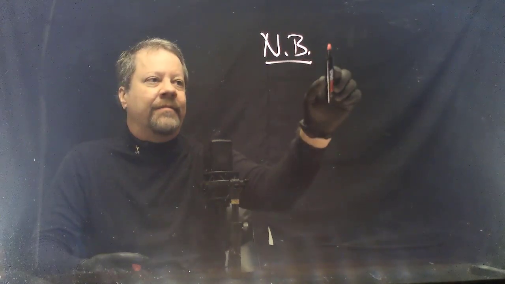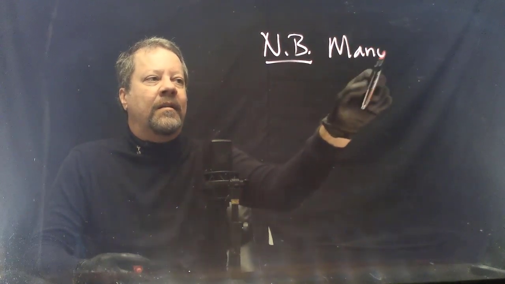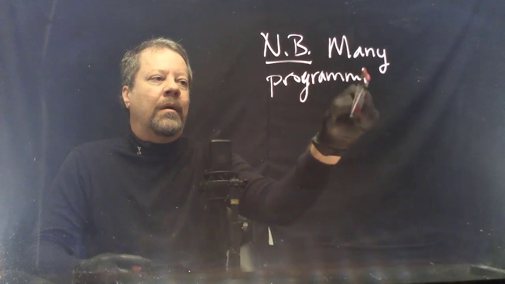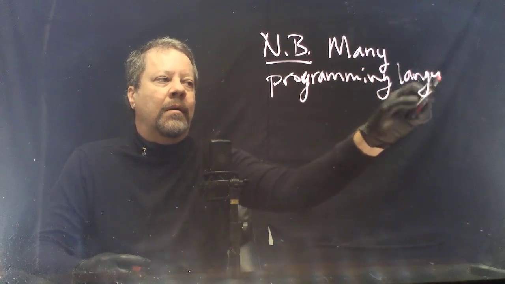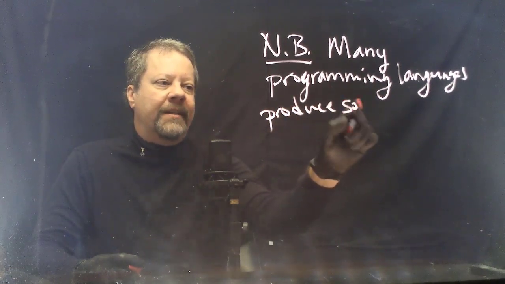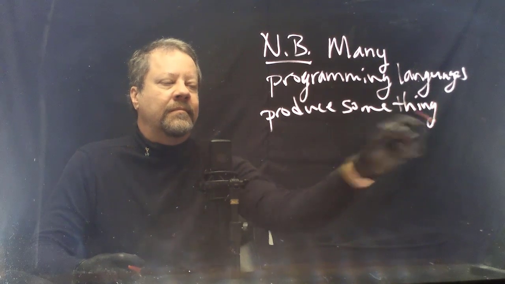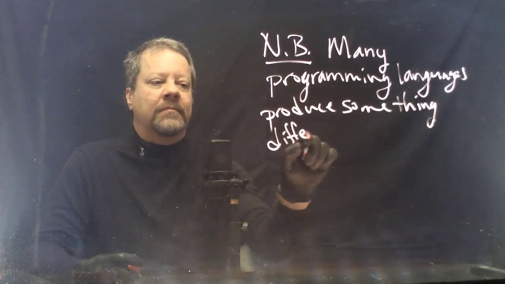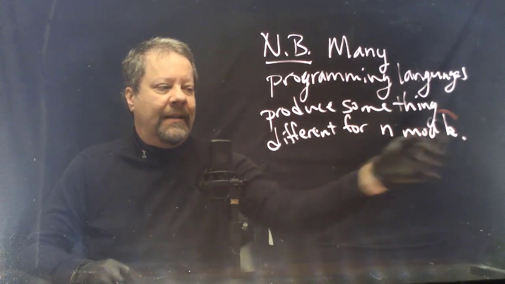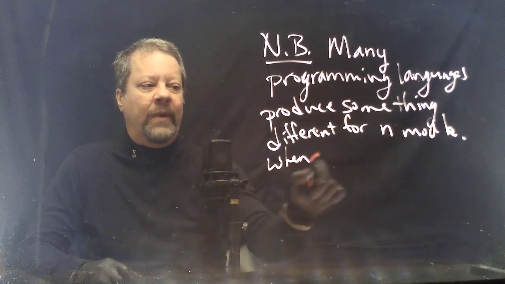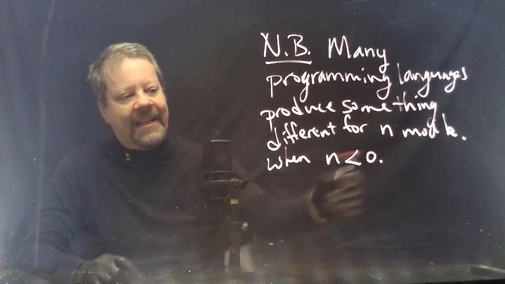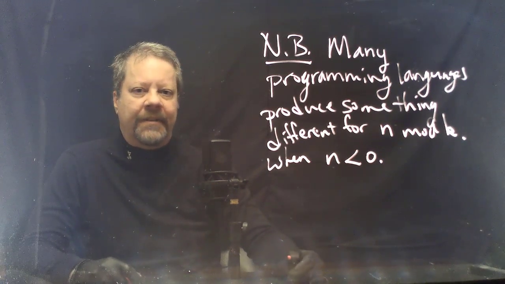I have to caution, many programming languages produce something different in mod k when n is negative. In positive, they usually produce the right thing. In negative, sometimes they give something a little bit different.